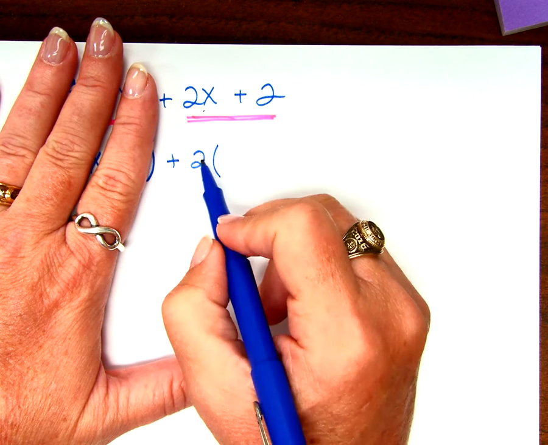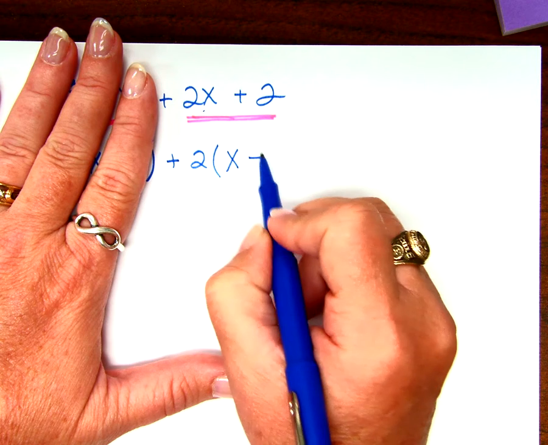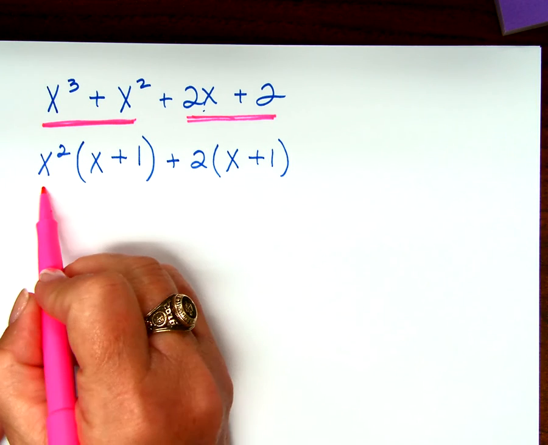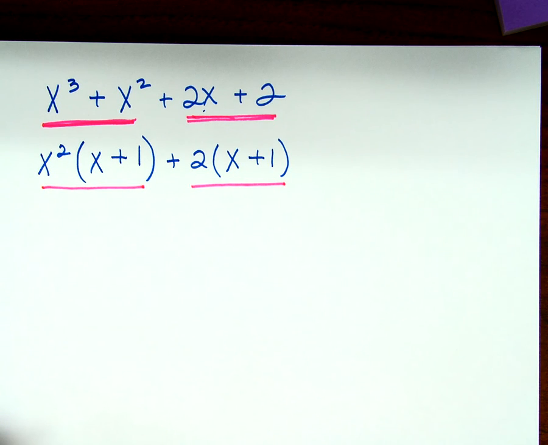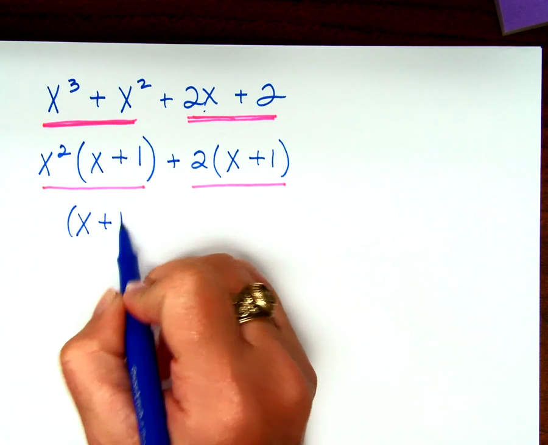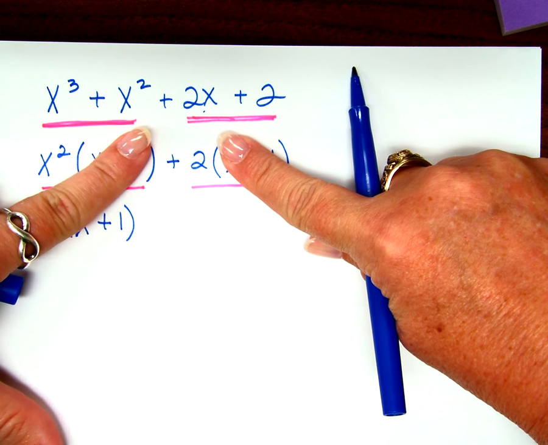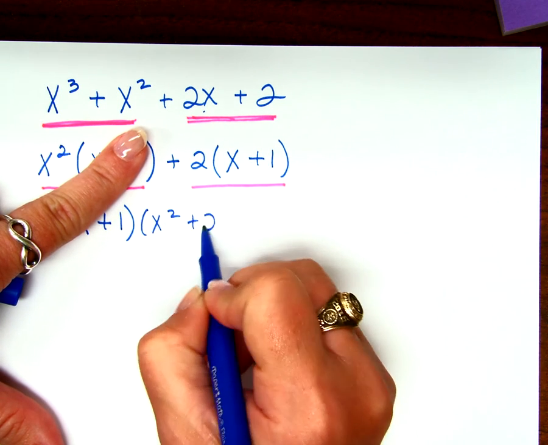What's left if I divide a 2 out of each of these two terms? What's 2x divided by 2? X. What's 2 divided by 2? 1. Now, I still have two terms. I have the first term and I have the second term, right? Do these two terms have something in common? What is it? An x plus 1. What if I factor an x plus 1 out of each term? What's left? X squared plus 2. Done.